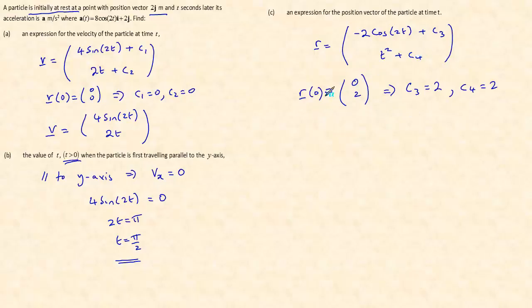Let's just go through the i component again. We know that t is 0, cos of 0 is 1, so this is negative 2. So c3 needs to be equal to 2, so that this component is 0 here. So that gives us that r is equal to negative 2 cos 2t plus 2 and t squared plus 2.